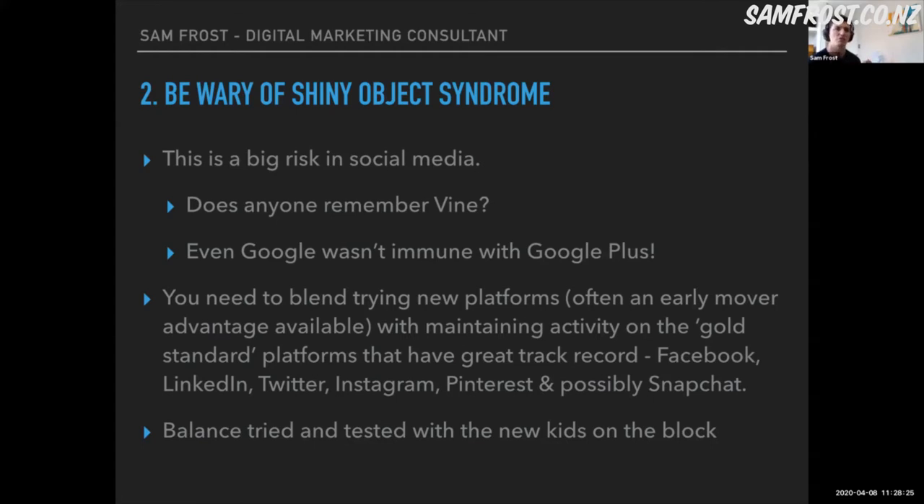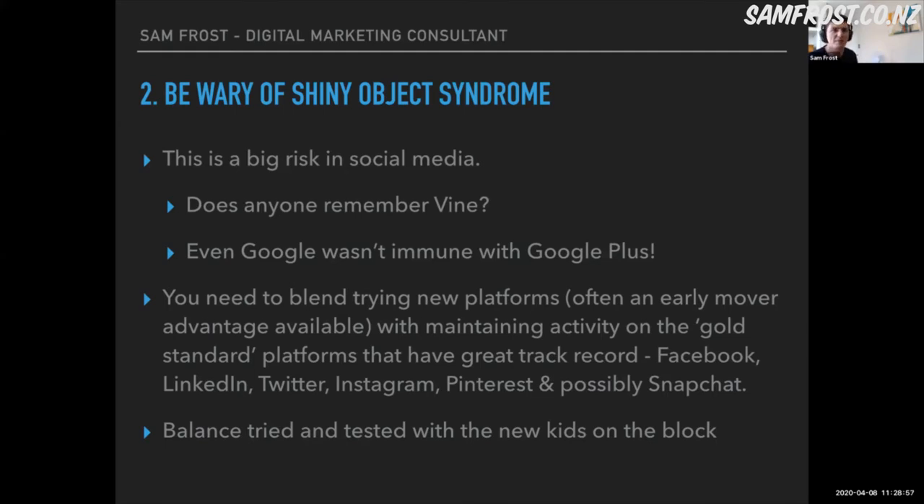Most of your activity should probably be focused on those gold standard platforms. That's your Facebooks, your LinkedIns, Twitters, Instagrams, Pinterest, possibly even Snapchat now that it's been around for quite a while. These are platforms that have established themselves well, but you also want to look for these new opportunities as they arise. It's just getting that balance right. Once again, it's hard for me to say percentage-wise what it would be without knowing what your business is and what you do or what your organization does. But certainly don't pivot completely.